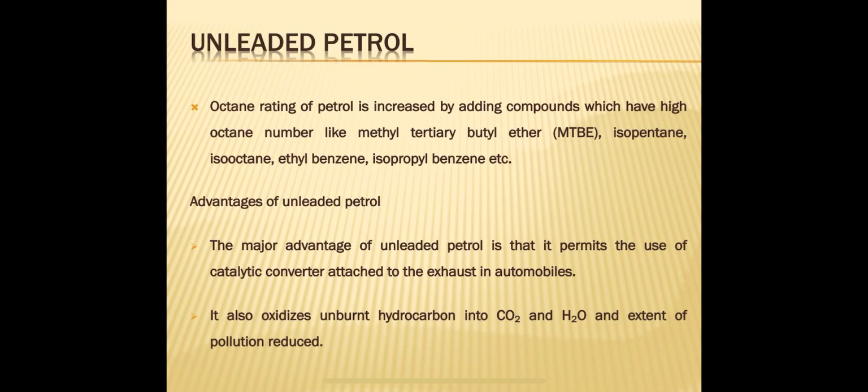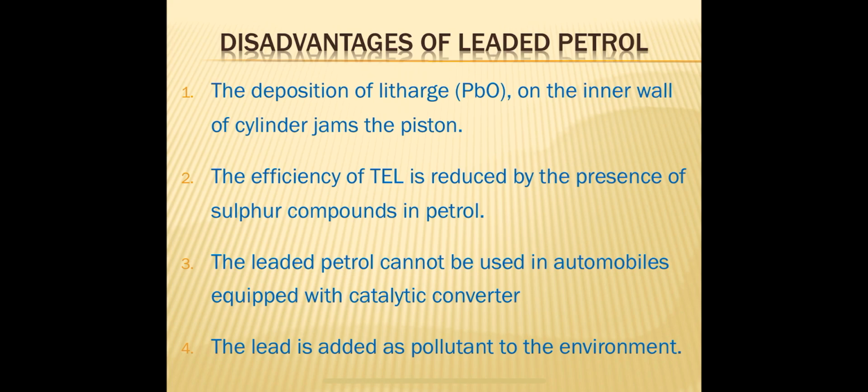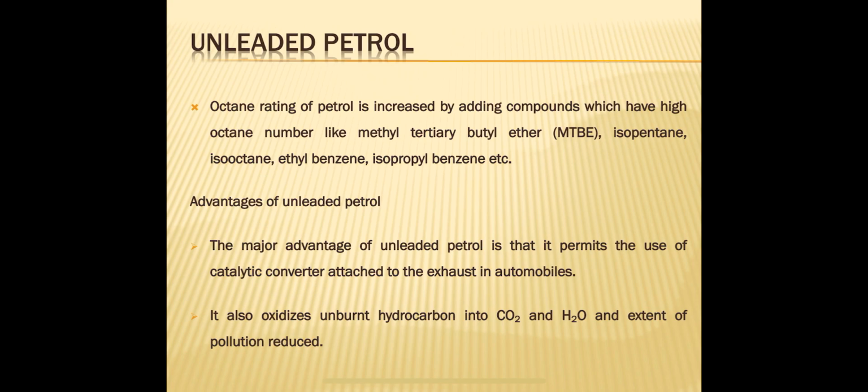For example, in the last disadvantage we saw that lead is added as a pollutant to the environment. So the environment also should not get spoiled. For this reason, one of the best chemicals we can use is MTBE, that is methyl tertiary butyl ether. Why? Because it contains oxygen in the form of an ether group, and it supplies oxygen for the combustion of petrol in an internal combustion engine. So this will reduce the extent of peroxy compound formation. Thus unleaded petrol is one in which the increase of octane rating is accomplished without addition of lead compound.